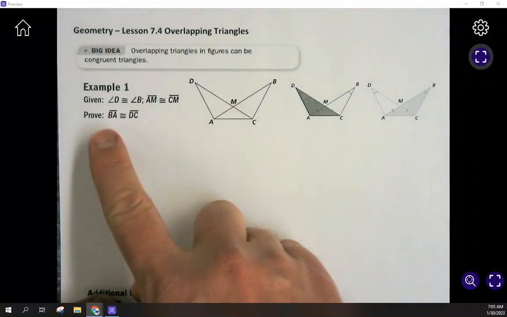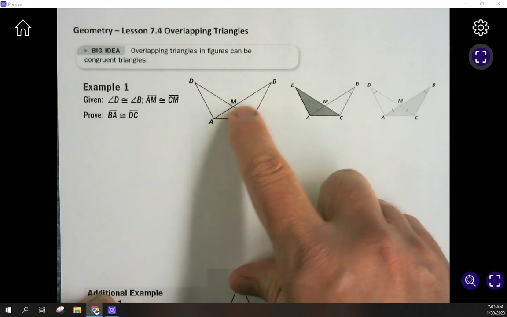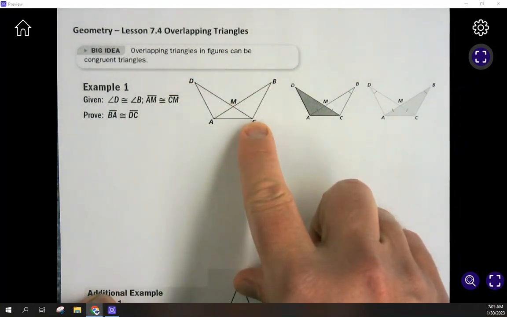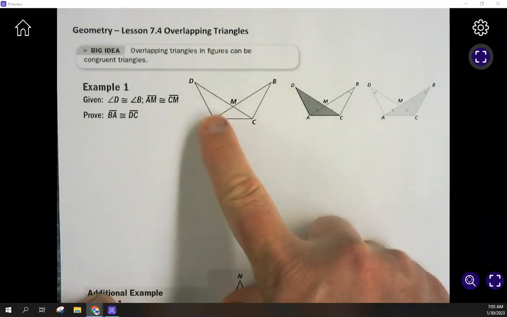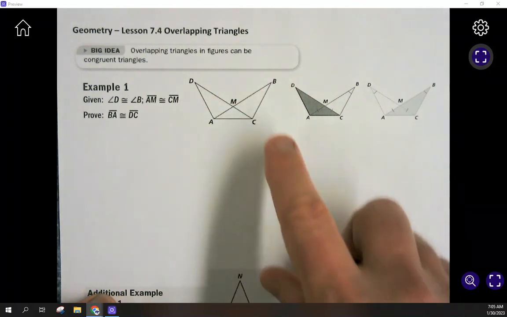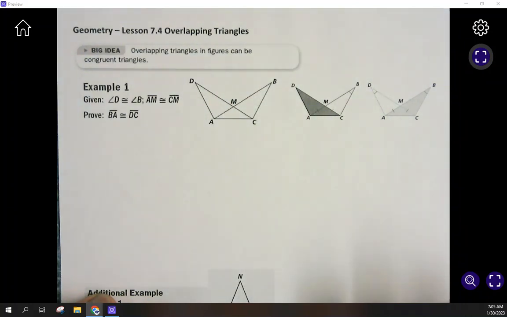So as we take a look at this, I'm trying to prove BA equals DC. So you see BA here and DC here. All right, so if I can prove that these two bigger triangles are congruent to each other, then I know that BA and DC will be equal because those are corresponding parts.